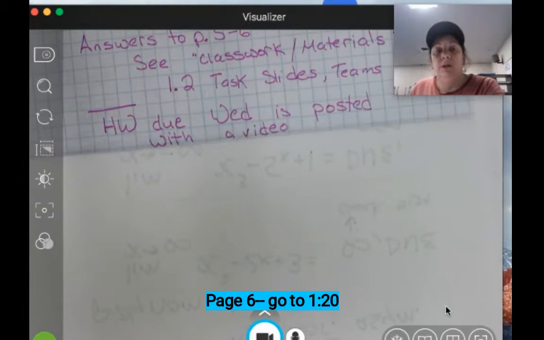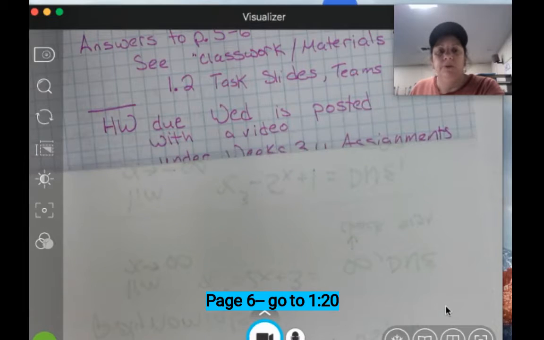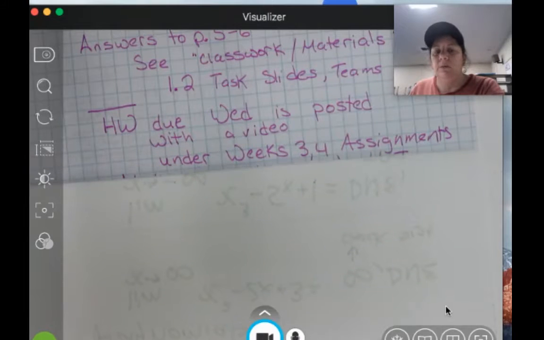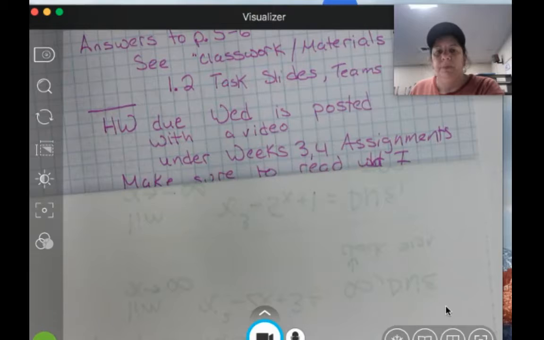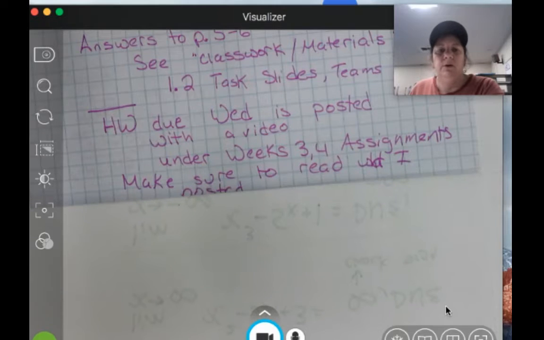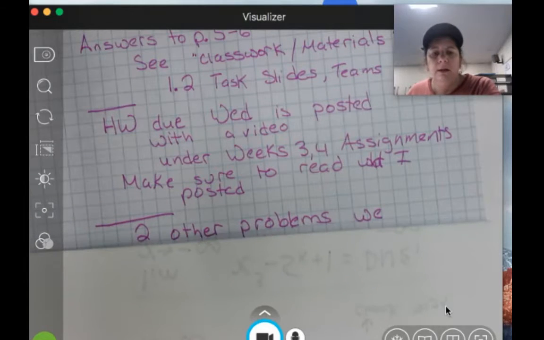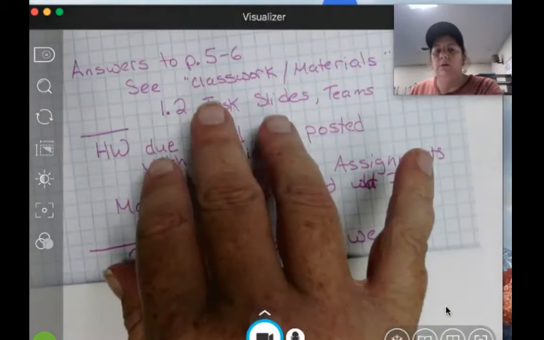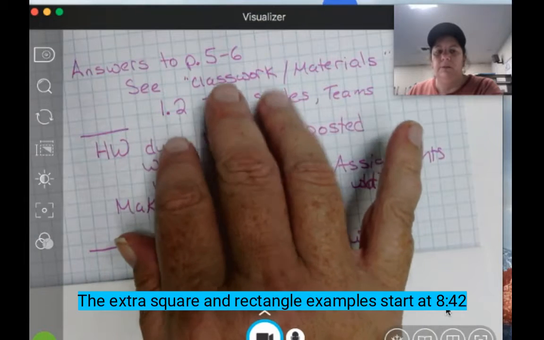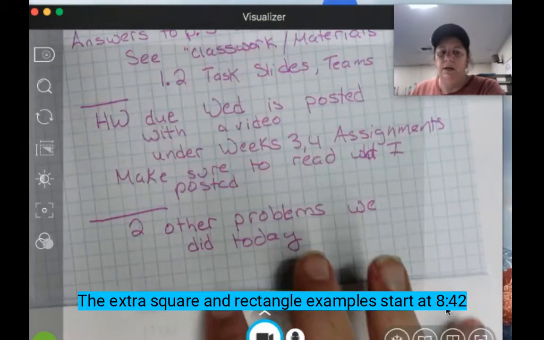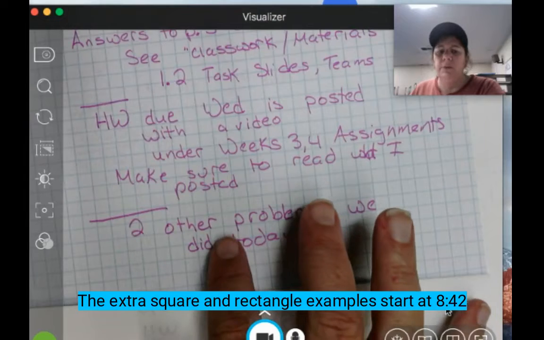You have homework that's due tomorrow, Wednesday. It's posted with a video, under the assignments on weeks 3, 4 in Classroom. Make sure to read what I wrote and watch that video before you do the homework. It's only a few minutes long. And what we're going to do today is a little bit of check-in on page 6, and then we're going to go over 2 other problems that we did today.